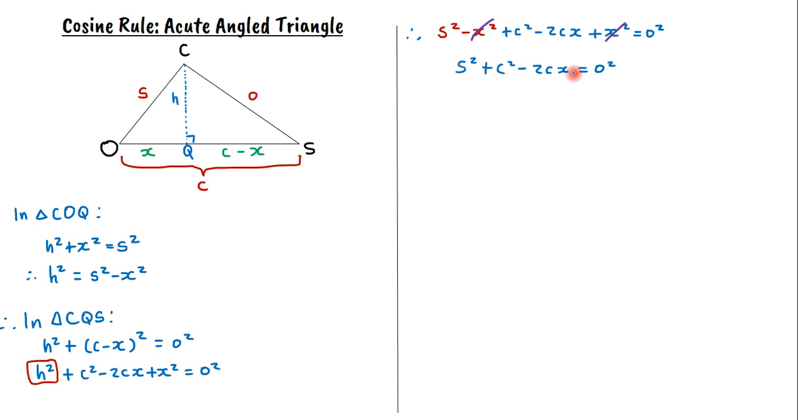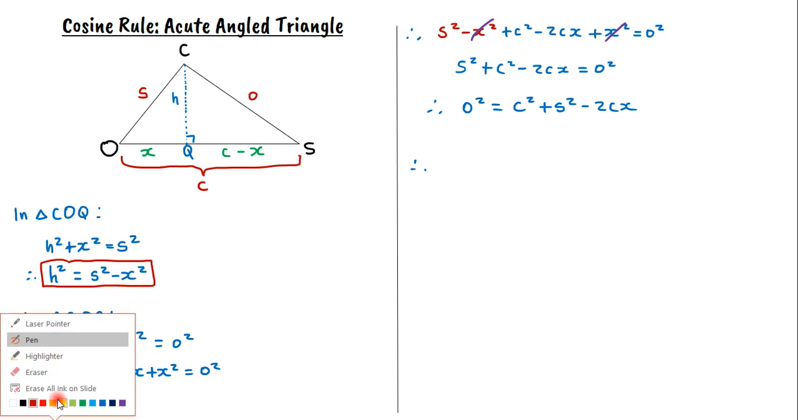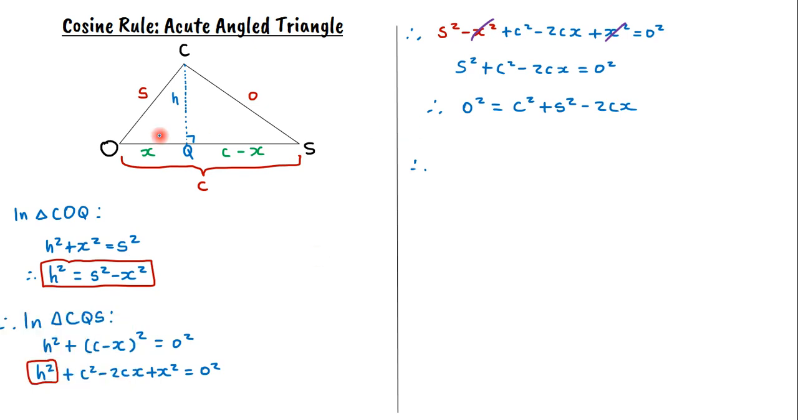And then we can basically do the same thing that we did there, which is to write this in the correct order. That is by starting with o squared equals, I can then say c squared plus s squared minus 2cx. Now we need to find x. Now how do we find x? So we go back into that triangle where we had our h squared equals s squared minus x squared. All right. So now there we apply cos of an angle.